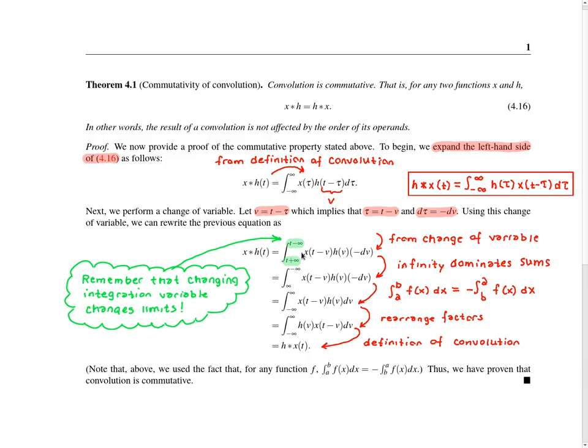With this in mind, we can get from this line to the next line simply by observing that in these limits, for example the upper limit where we have t minus infinity, the minus infinity will dominate over the t.